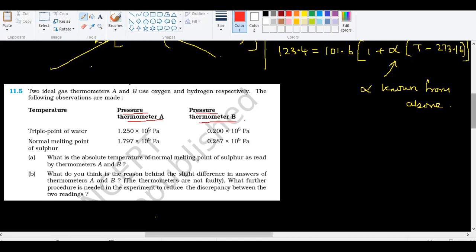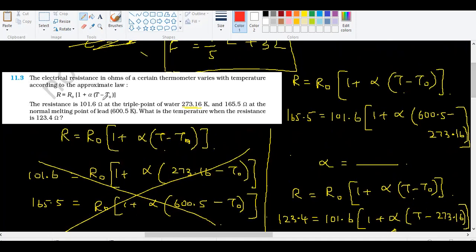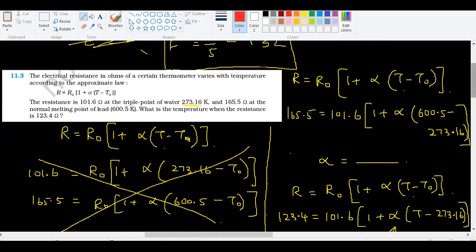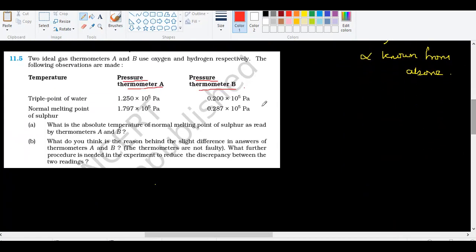The previous problem we talked about something called a resistance thermometer. What do you mean by that? As temperature changes, the resistance of a wire will change. And from that, if I'm able to measure the resistance, I can tell the corresponding temperature. Here is the same thing. Instead of resistance, we are measuring pressure.